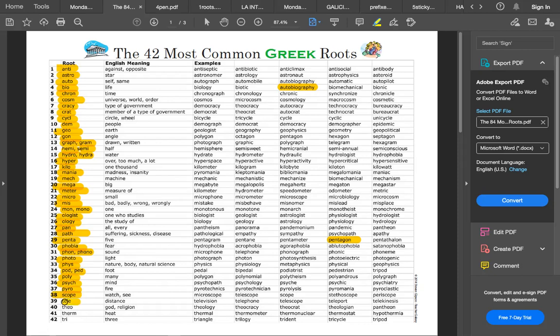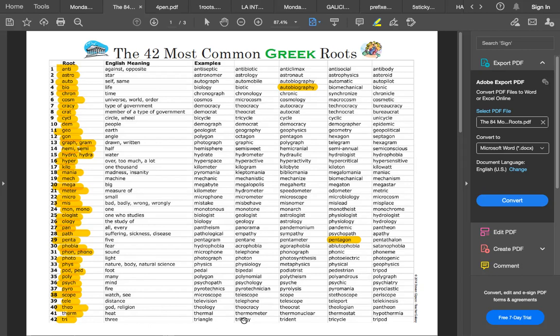Tele is distance. So your television, you can see something on a little thing in your house and it's being transmitted from a distance away. Theo has to do with religion or God. So theology is like the belief in God and what the specific belief is. Theocracy or theocrat. Therm is heat. So therm is thermometer. Thermonuclear, thermostat. These are measurements of heat.